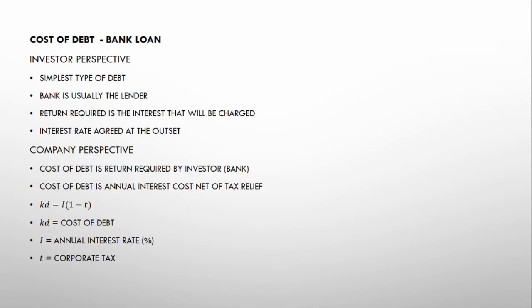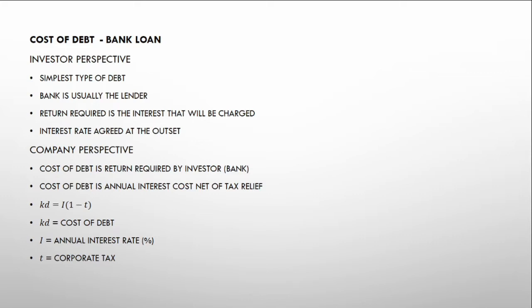Next type of finance we are going to look at is a bank loan. So now that we've looked at ordinary equity, let's have a look at debt. It is likely the company will have to obtain long-term debt as well to finance some capital projects. If we think about bank loans, this is usually the simplest type of debt. The investor or lender is usually a bank, and the return required by a bank to compensate it for the risk it is exposed to is the interest that the bank will charge on the loan.